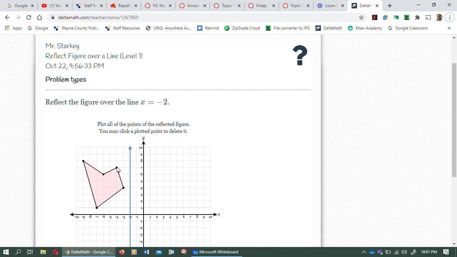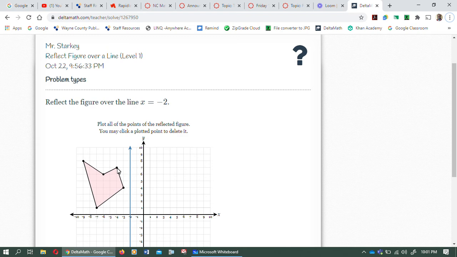So, again, as I mentioned before, and I actually showed you something similar to this earlier in this video, if you want to reflect this figure over this vertical line, you're going to have to reflect each point over this vertical line. Again, guys, for whatever point you're reflecting, make sure that when you reflect it over this line, the new point is the same distance away from that line of reflection.